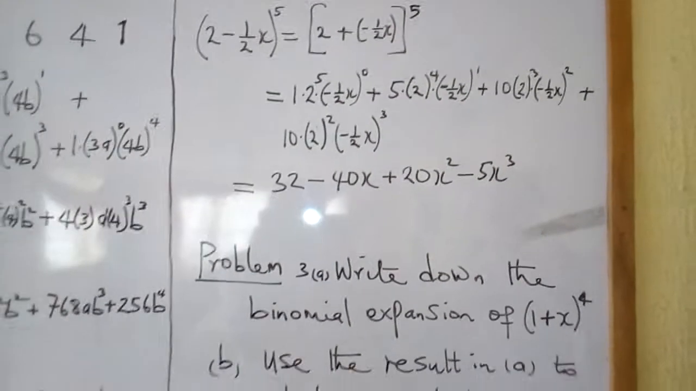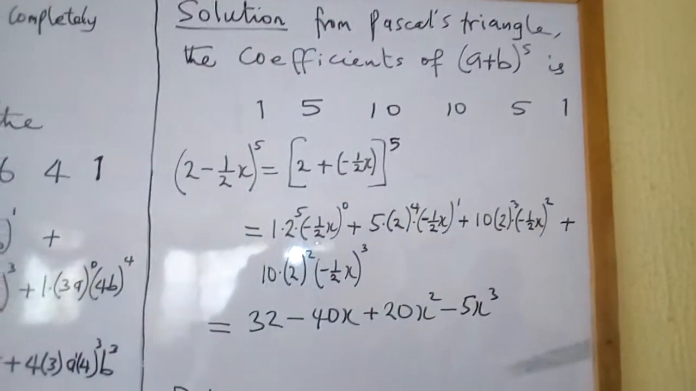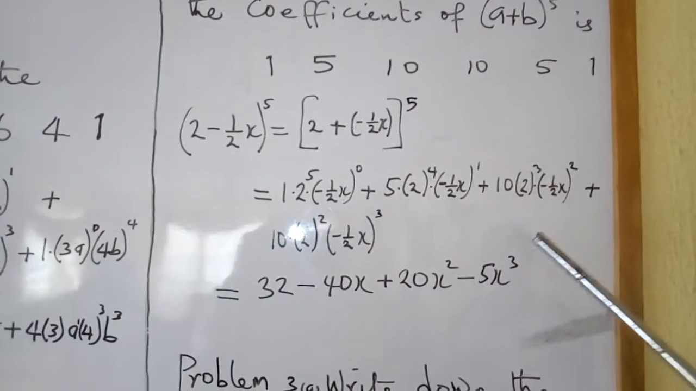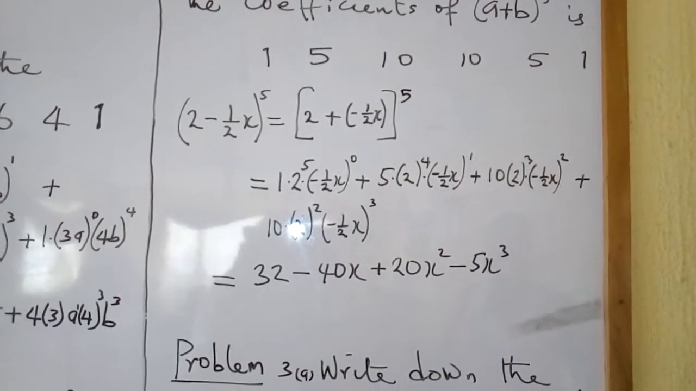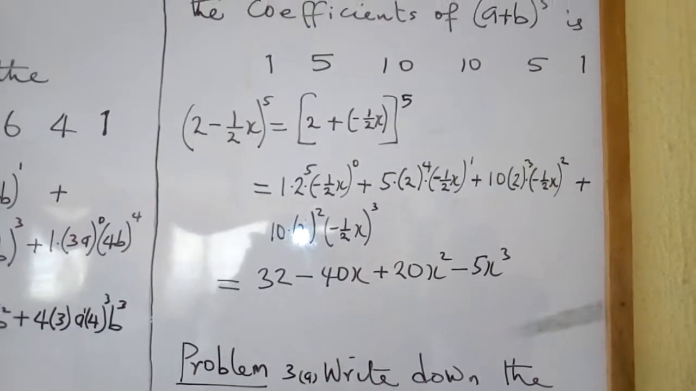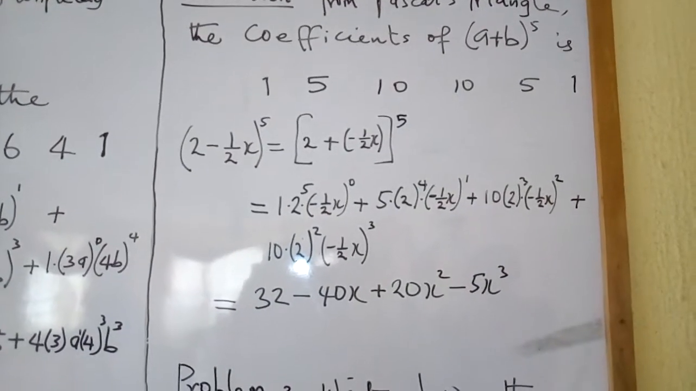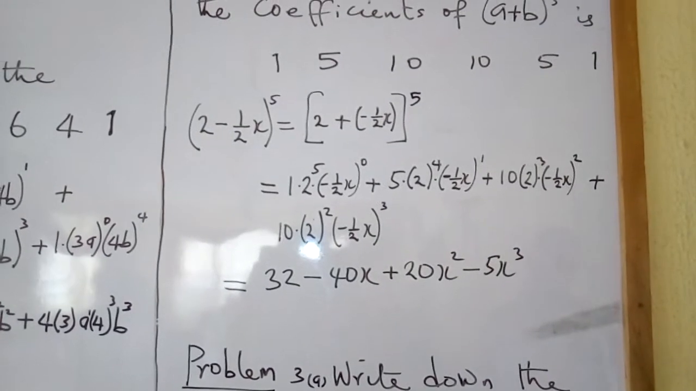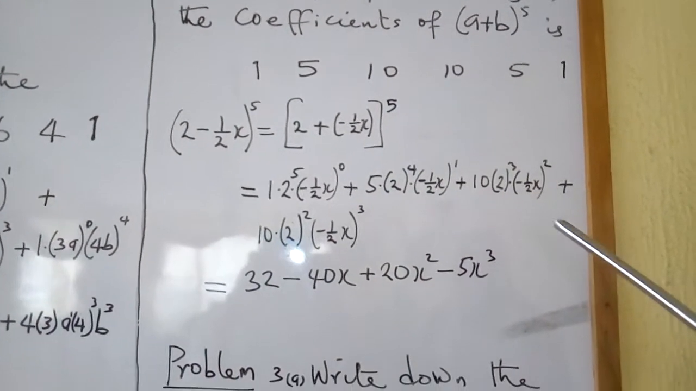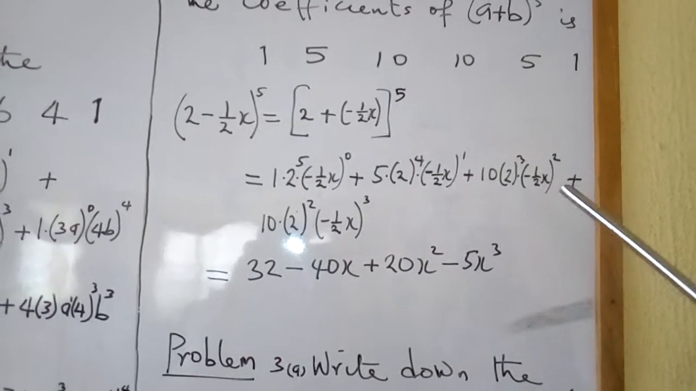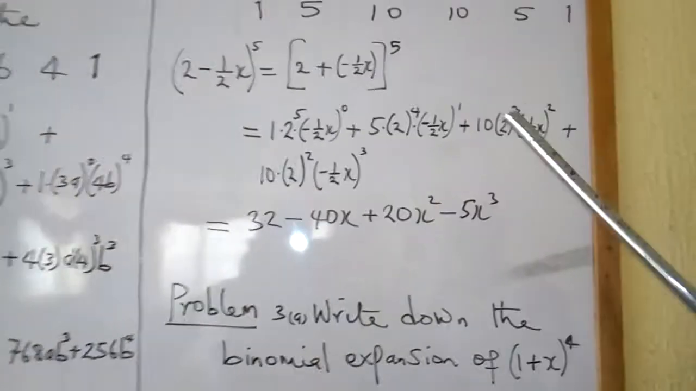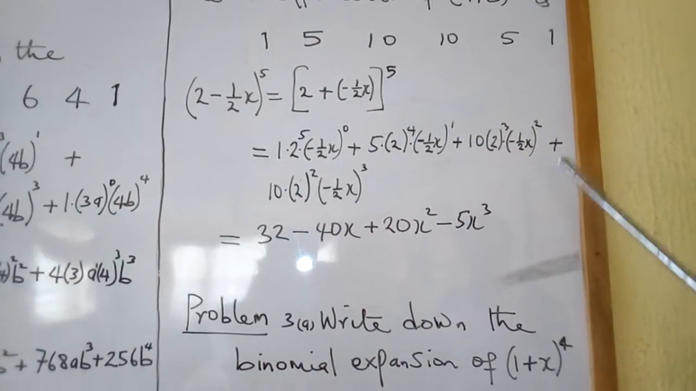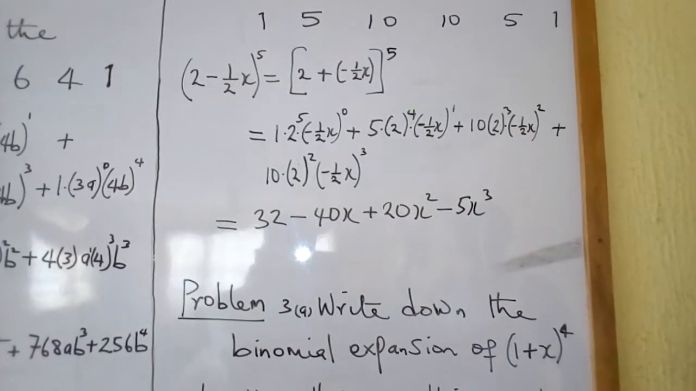Now, 2 is decreasing from the power 5 to power 4. So we now have 2 raised to power 4. And minus half x is increasing from the power 0 to 1. We now have minus half x raised to power 1. And the coefficient of the third term here is 10. So the first term is now decreasing from the power 4 to power 3. So we now have 2 raised to power 3. And the second term is increasing from the power 1 to power 2. We have minus half x raised to power 2.